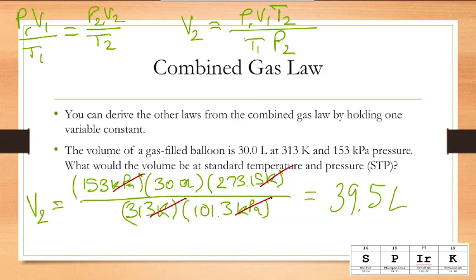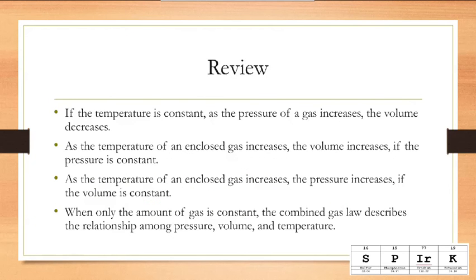So in review, if the temperature is constant, as the pressure of a gas increases, the volume decreases. As the temperature of an enclosed gas increases, the volume increases, if the pressure is constant. As the temperature of an enclosed gas increases, the pressure increases, if the volume is constant. And when only the amount of gas is constant, the combined gas law describes the relationship among pressure, volume, and temperature.